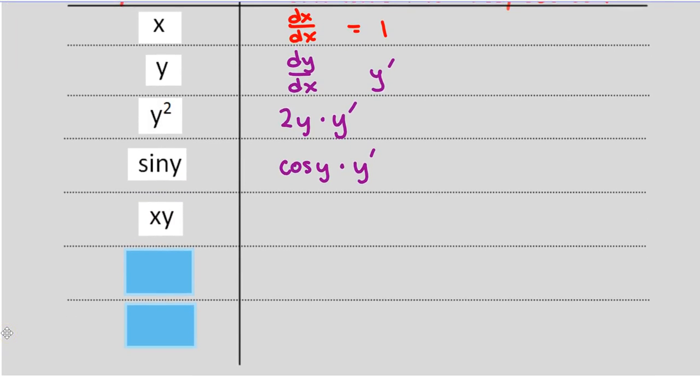What if we want the derivative of xy? Xy is a product, so we need to use the product rule. So we have the first times the derivative of the second, the derivative of y is y prime, plus the second, y, times the derivative of the first is x, and its derivative is 1. So we can simplify as just xy prime plus y.